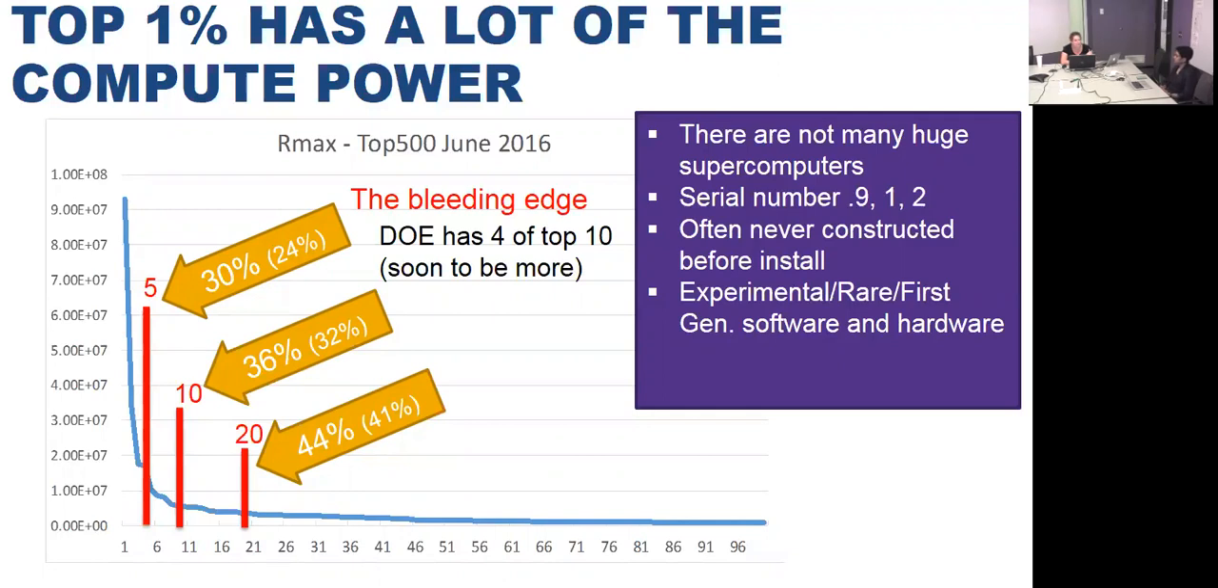And we're talking about experimental hardware, maybe rare hardware, our very first generation or first spin of hardware going on in these machines. Because the point is really to drive the technology as hard as possible. And that's relevant for the rest of the conversation as we understand that we're not putting down commodity parts.